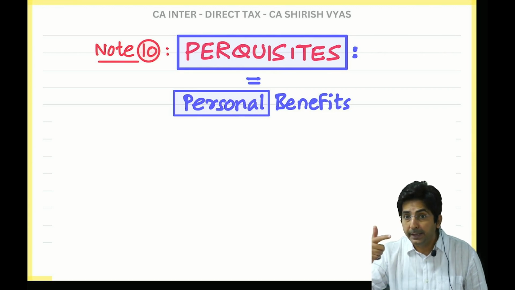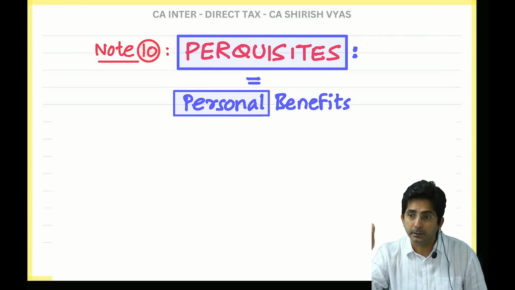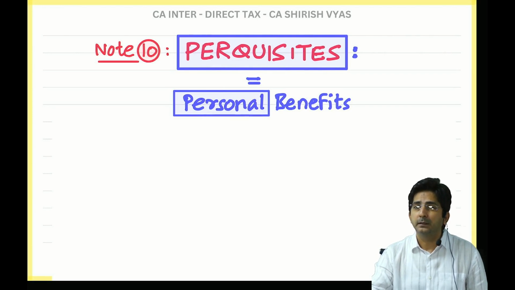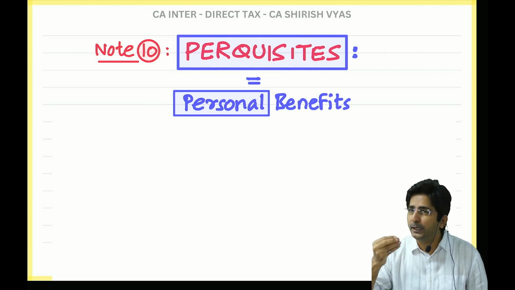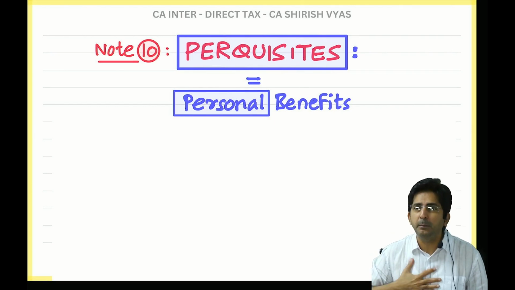And see, your medical treatment was just one example. I'll give you many examples. Like if the company says, don't worry, whenever you want to eat food, you go to a restaurant, eat food, show me the bill, I will give the money.